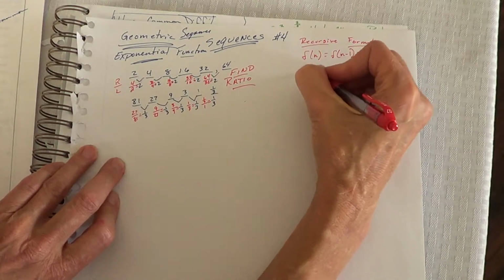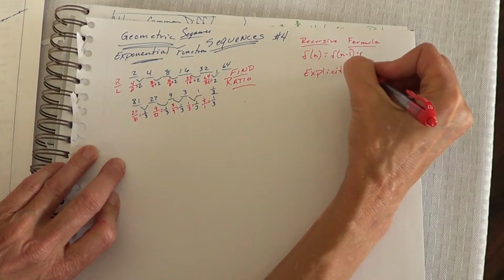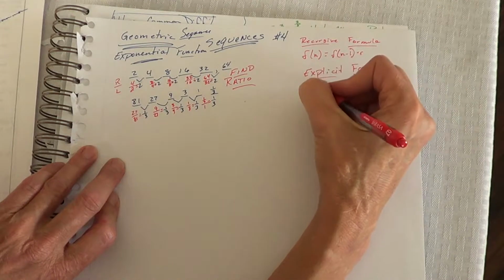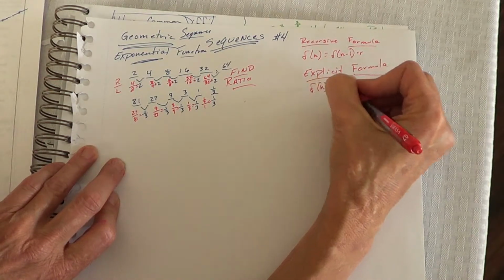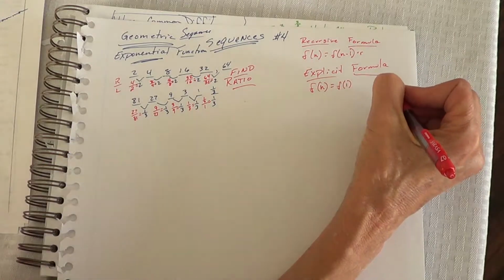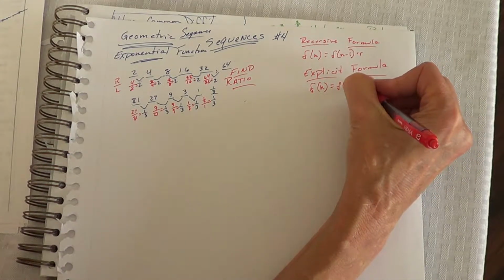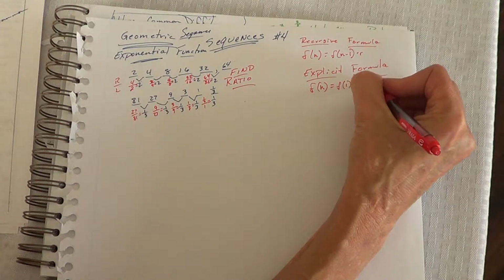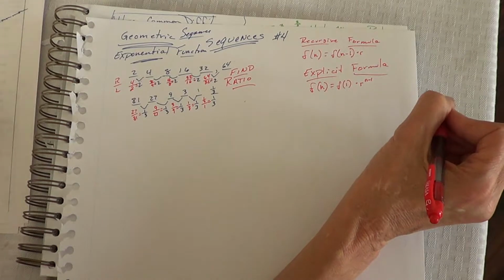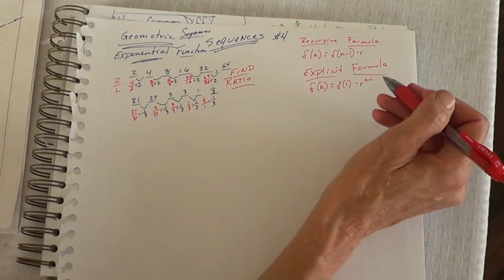And then we also have worked a lot with the explicit formula. And with the explicit formula, we always use the first term, not that you have to in your own formulas, but we always use the first term and then multiply by the common ratio raised to whatever position you're wanting, minus 1. And that will give you the number of times that you're repeating the multiplication.